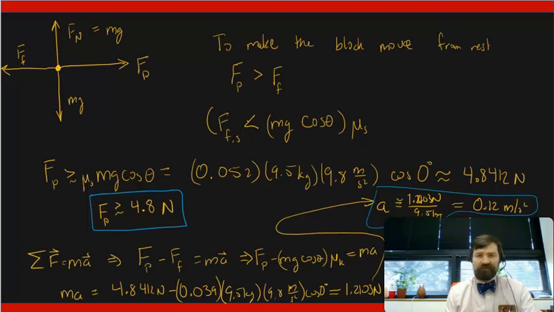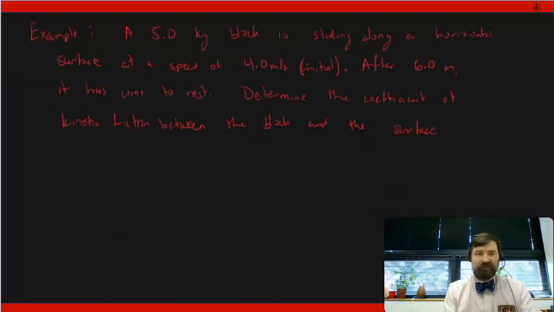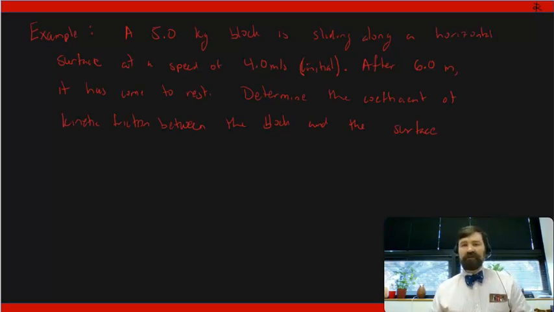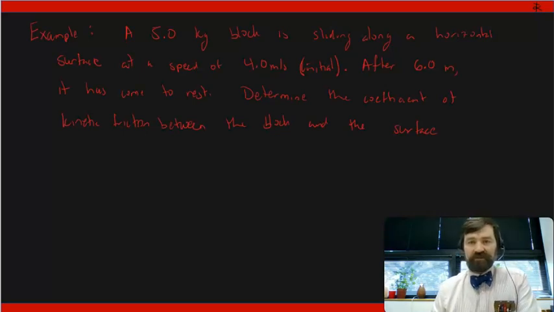Okay, that's the first of our two examples. Let's pop over to the second example. For this one, we're told that there is a block sliding along a horizontal surface with some known speed, and after a certain distance it comes to rest. Now, the assumption here is, of course, that there is a constant amount of friction acting on this block to slow it down. We want to know what the coefficient of kinetic friction is between the block and the surface.